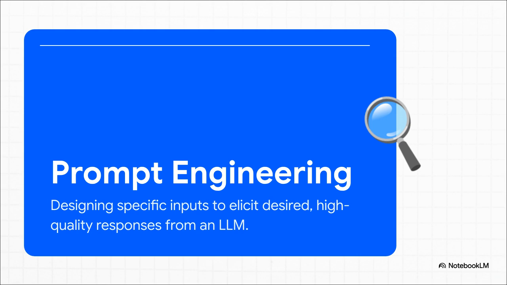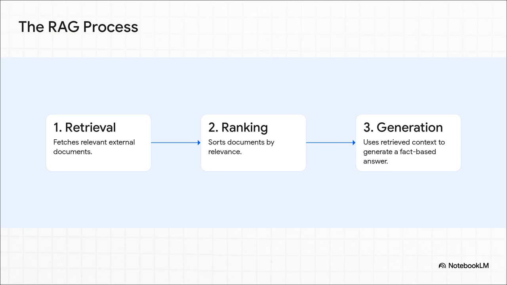Just by changing how you ask a question or the instructions you give, you can dramatically improve the quality of the answer you get back. It's all about learning how to speak the model's language to get exactly what you're looking for. For even better accuracy, developers use a technique called retrieval augmented generation, or just RAG.